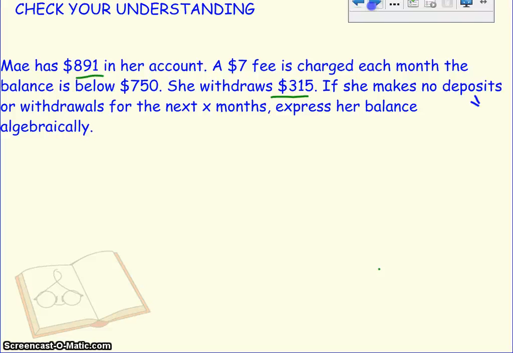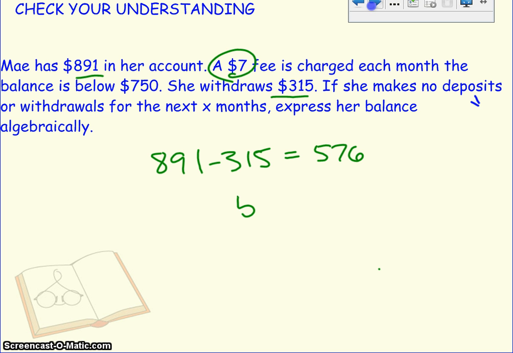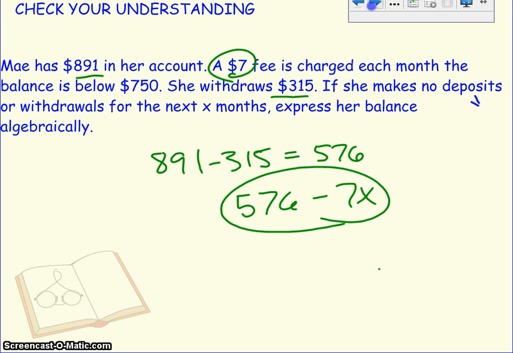Okay, so we know that she had $891 in her account, and she subtracted $315, which left her a total balance of $576. We don't know how many months she was under, but we know that every month that she is under, she's charged a $7 fee. So her $576 is subtracted by $7 times each month that she is below. And there's your algebraic expression.